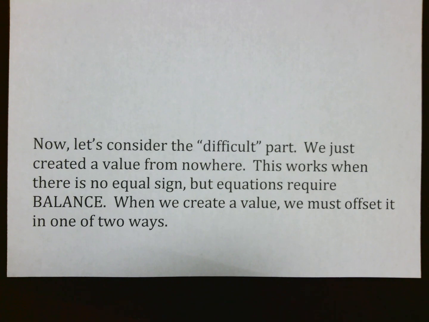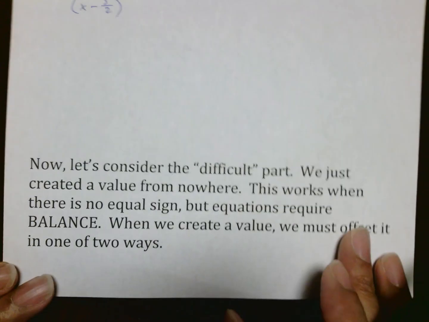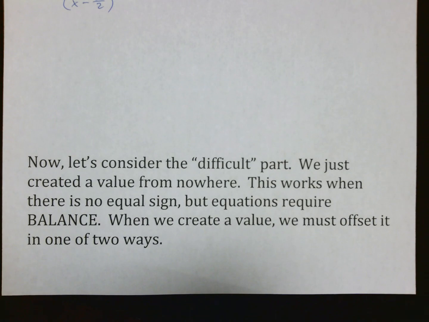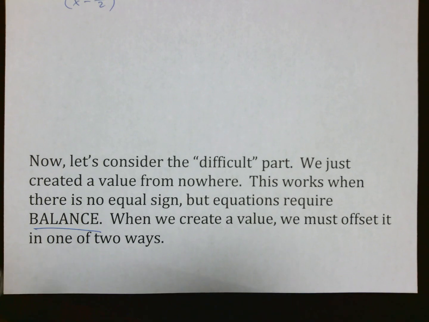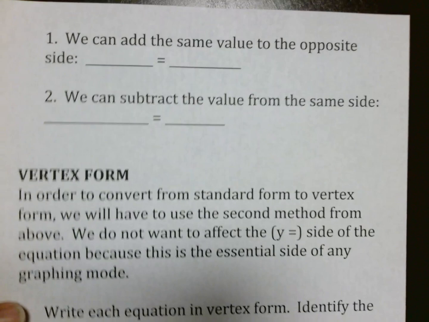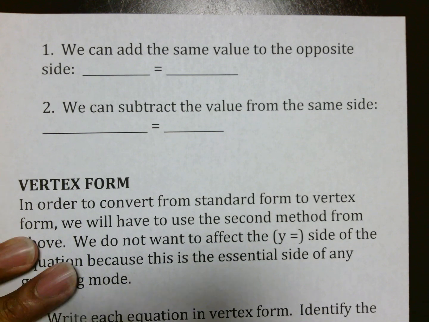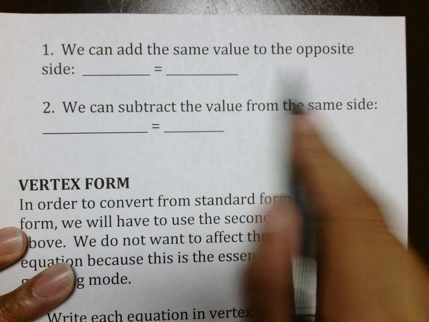Let's consider the difficult part. What we just did in all these blanks is create a value out of nowhere. So these blanks represent values that we just created. And that works whenever there's no equal sign, but whenever you have an equation, you have to actually have some balance. So whenever we create a value, we have two ways of offsetting that, and that is where 4.5 and 4.7 split. 4.5 does one thing, 4.7 does something else. We're not going to use the 4.5 method. I might do it a little bit in class, but I'm not really worried about the method used in 4.5. But the first thing 4.5 does is add the same value to the opposite side.